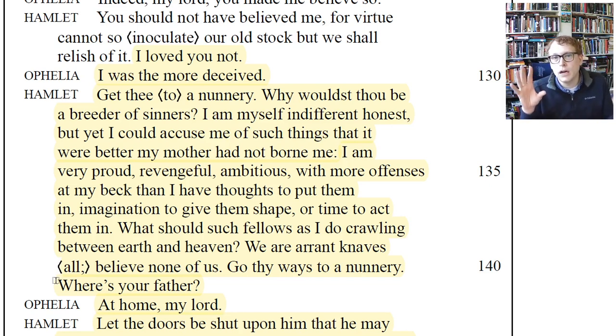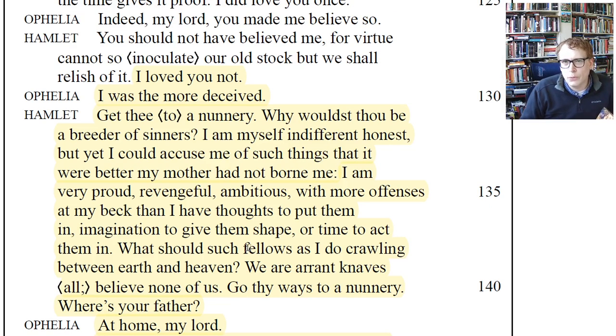So some productions I've seen have Polonius, I tend to like the reading of Polonius as kind of an old, clumsy guy. I've seen a production recently where he drops his cane suddenly, and Hamlet hears it. He hears something, and he instantly knows what's happening, right? So at least at this point, but I suspect he figured it out sooner. I don't know when. That's up to each production to decide for itself.